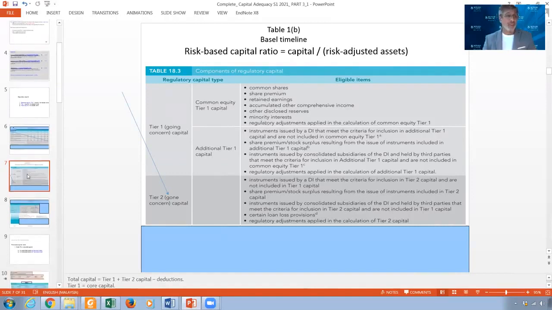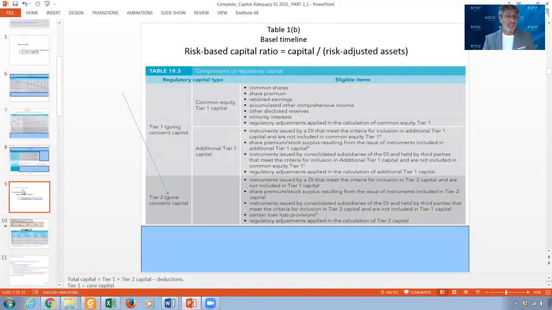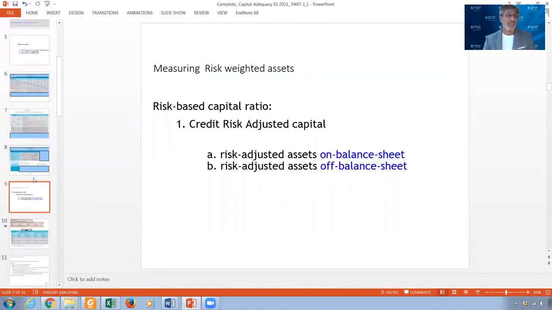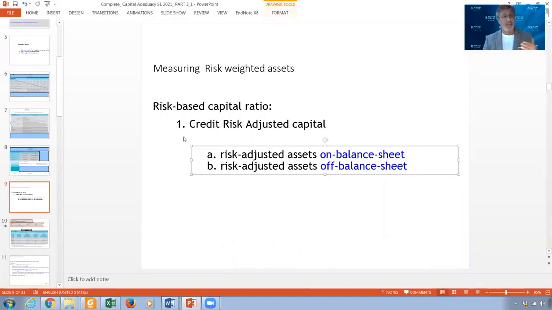Now, your problem, which is actually not a problem but it's much work, is the denominator. The denominator has credit risk, market risk, operational risk, interest rate risk, and securitization risk. Remember, when we talk about all of those, we have to go one by one. In this lecture and on those slides, I will start with credit risk. In credit risk, we have two: on-balance sheet and off-balance sheet.